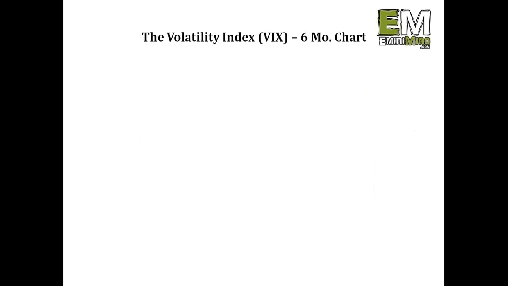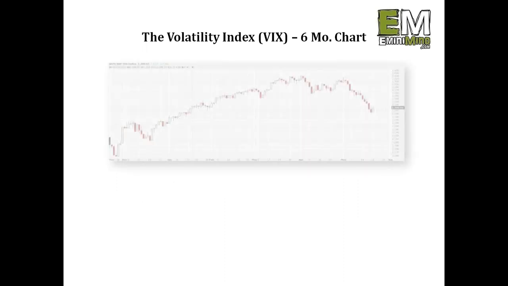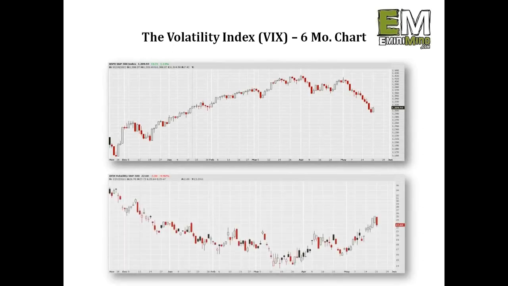If we look at a 6-month chart of the volatility index compared to the S&P, S&P will be on top, and then volatility, the VIX, on the bottom. It's a little bit clearer to see, a little bit more applicable pertaining to 2012 and the end of 2011, and this steady grind higher that we had really from end of November.